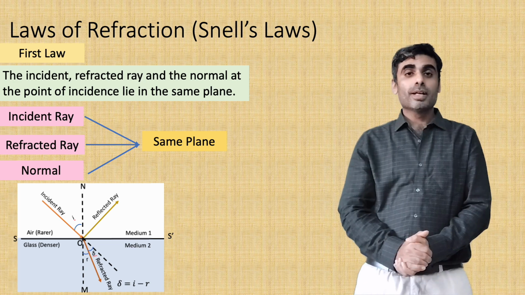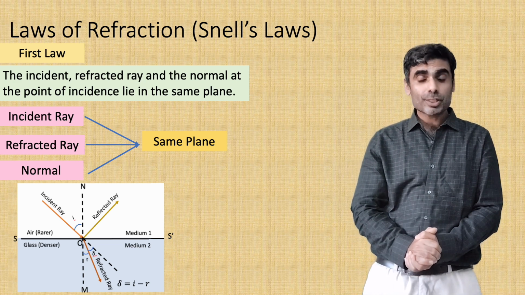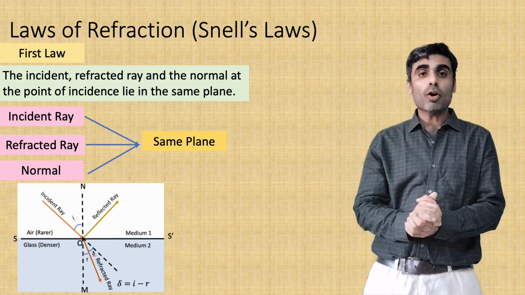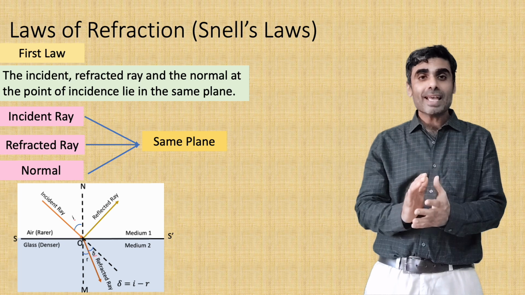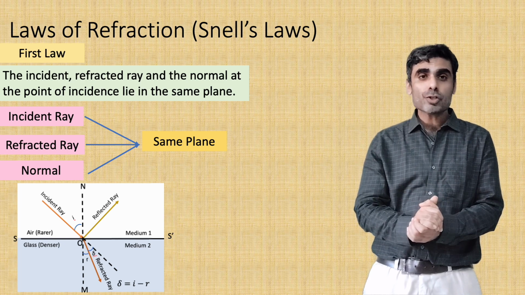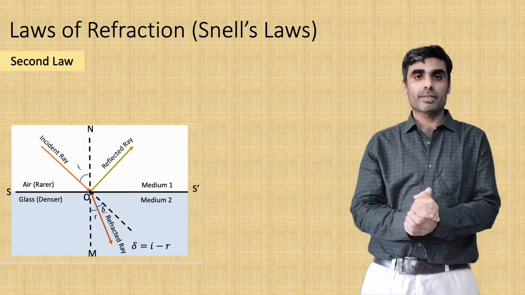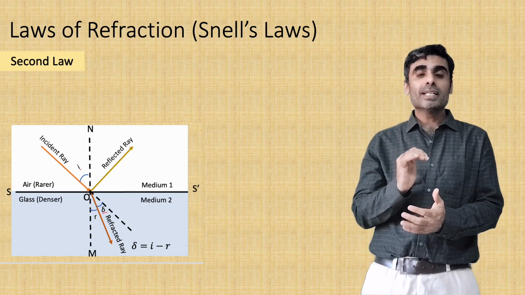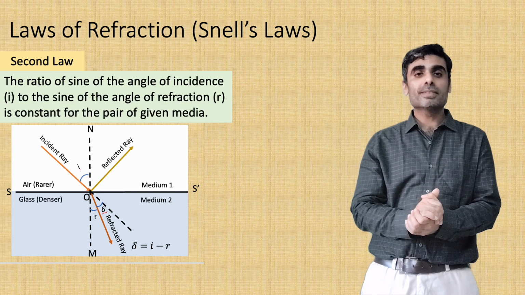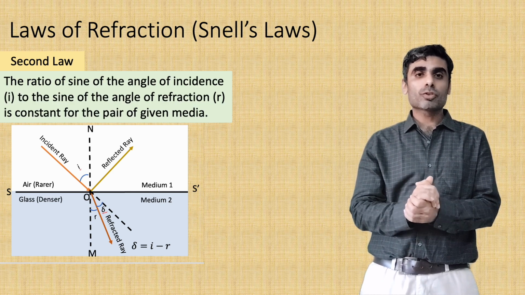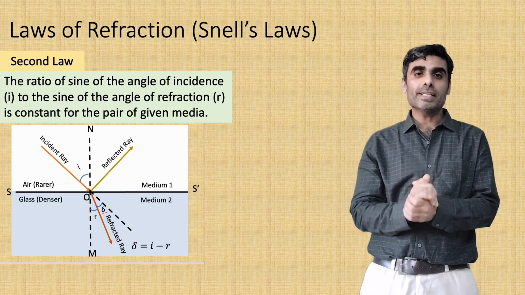when it moves from one medium to another medium. The second law of refraction states that the ratio of the sine of angle of incidence to the sine of angle of refraction is constant for a given pair of media. Sine i divided by sine r is equal to constant. This constant is called the refractive index.